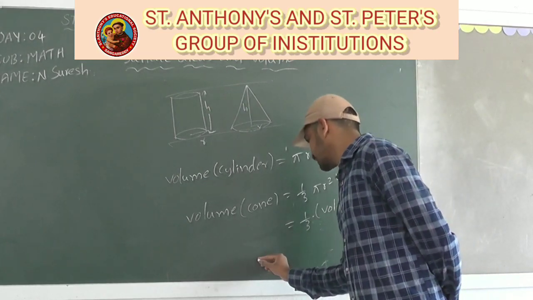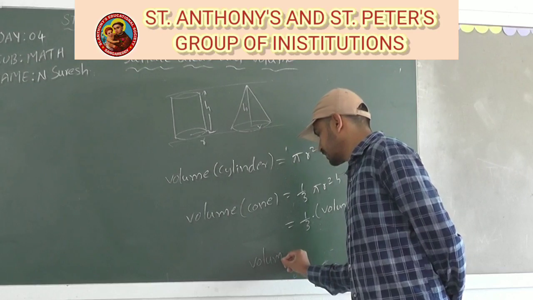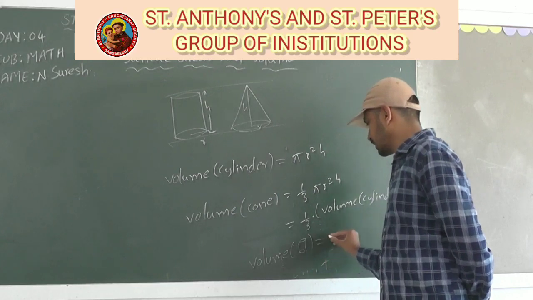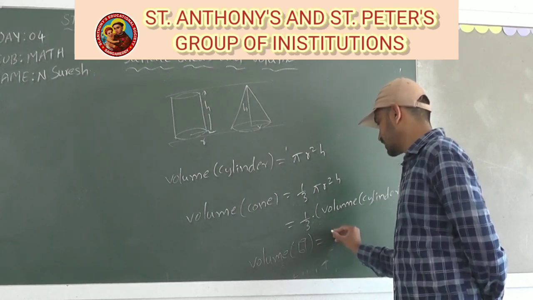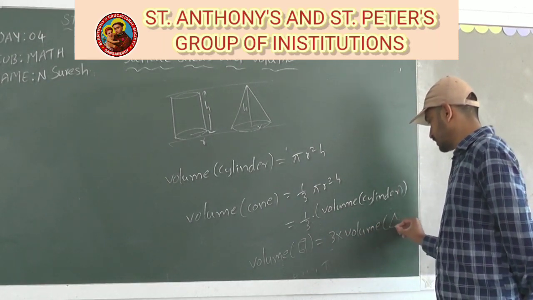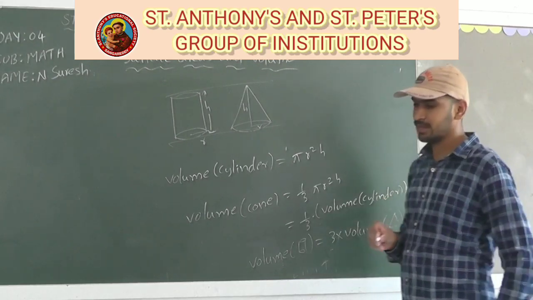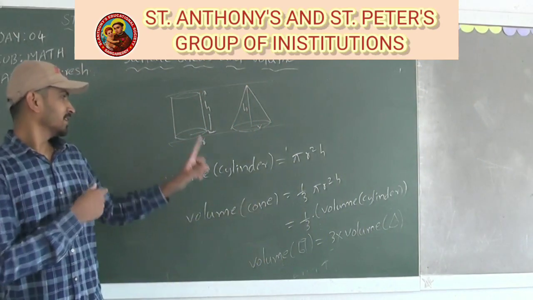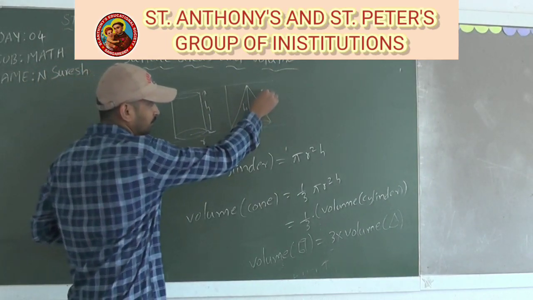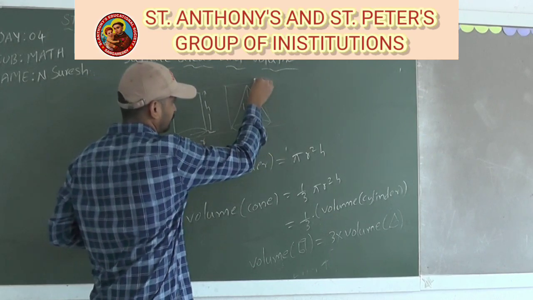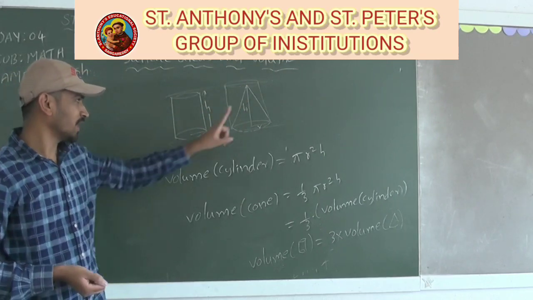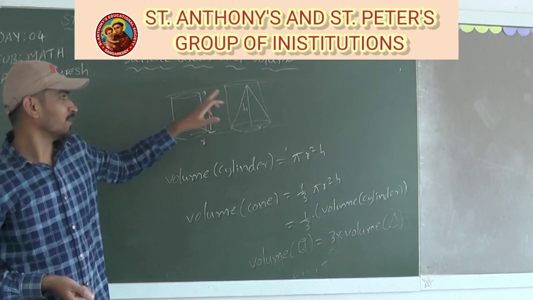So otherwise we can write volume of cylinder is 3 times the volume of cone. So what we can say, volume of the cylinder is 3 times the volume of the cone. We draw like this. Otherwise, volume of the cone is 1/3 of the volume of the cylinder.